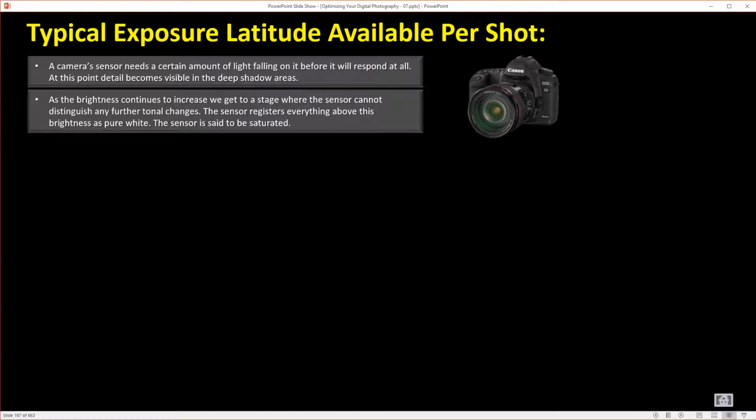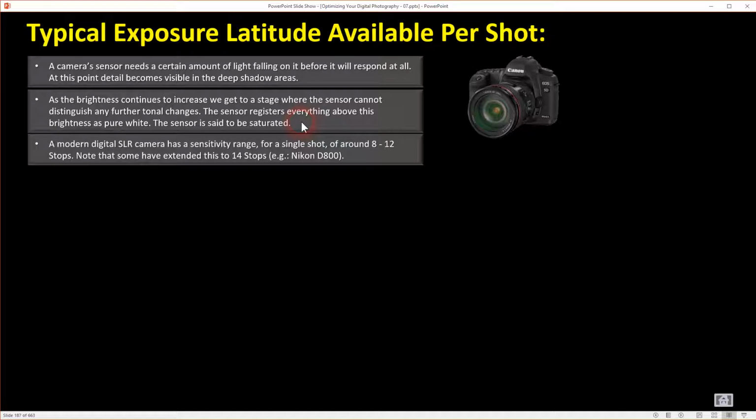It will be clipped in the histogram. Either in the deep shadows we'll have black clipping, or in the highlights we'll have white clipping. So modern digital SLR cameras have a sensitivity range for a single shot, because of course we can change the ISO and we can change other settings, but for a single shot of around about 8 to 12 stops. And of course it's getting better as we get newer cameras. Indeed, the Nikon D800 is supposed to have a range of about 14 stops.